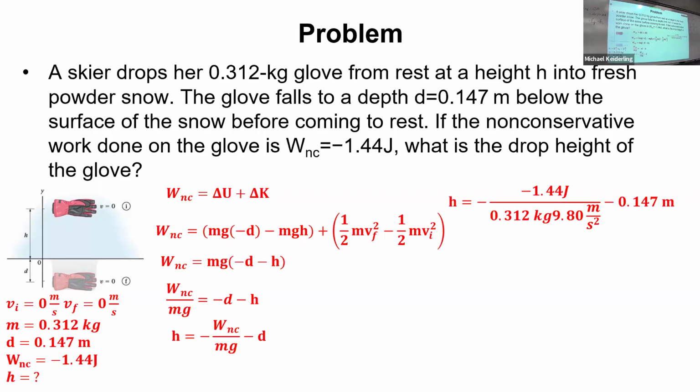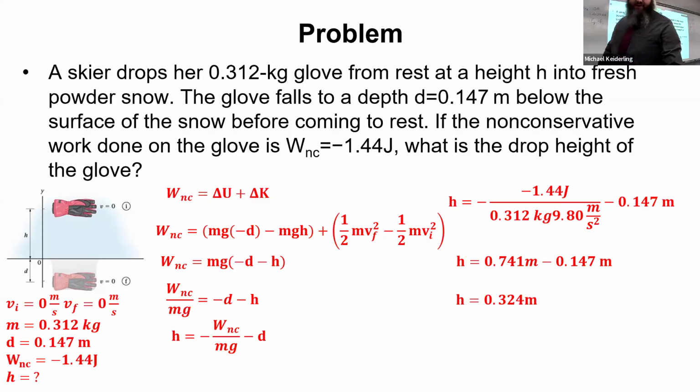So minus 1.44 joules over 3.212 kilograms times 9.8 meters per second squared minus 1.47 meters. So the total height from top to bottom is 0.741 meters. And then we subtract 1.47 meters to find out how high we started above the snow. And so 7.4 meters. That looks wrong. Let me check my math.